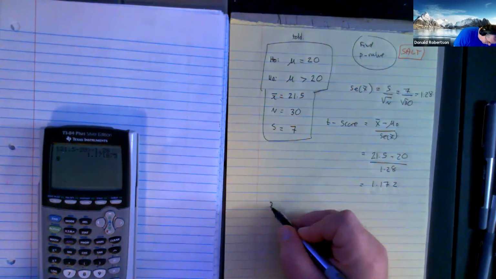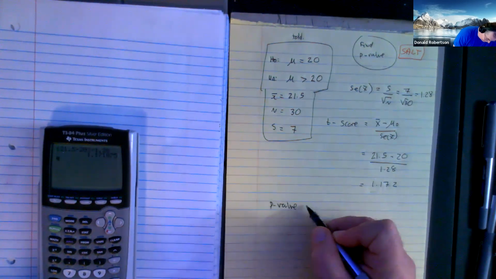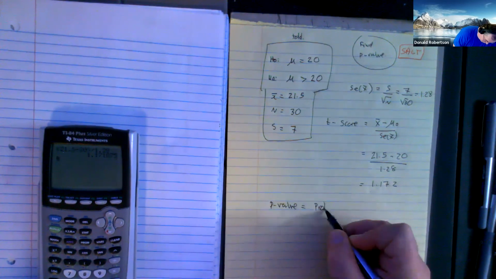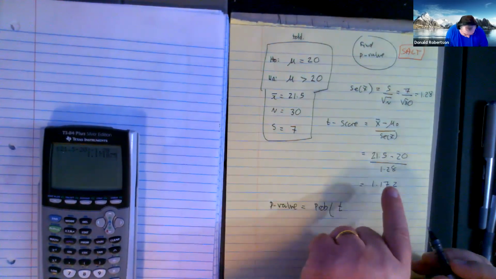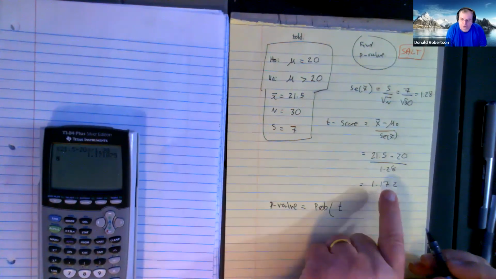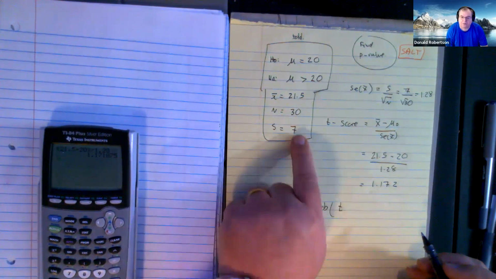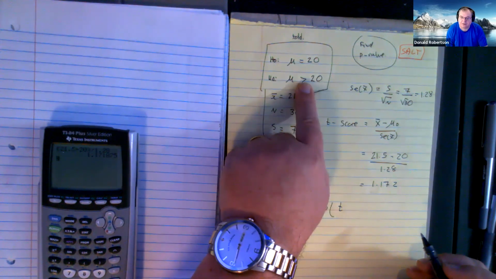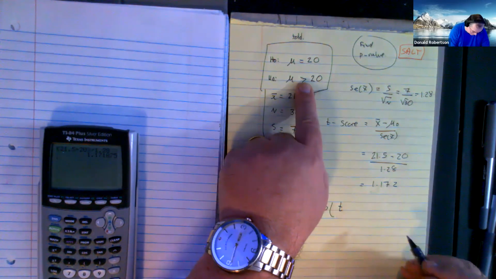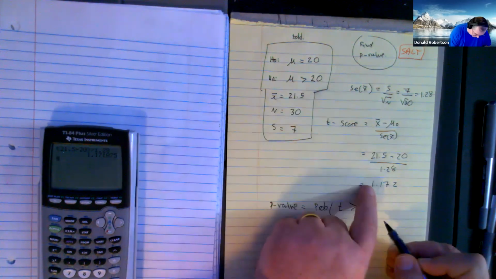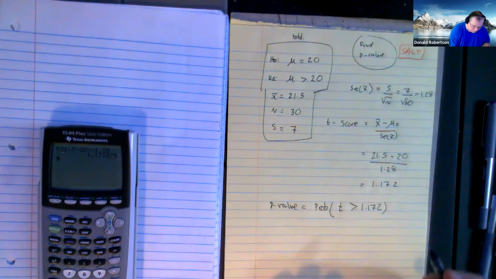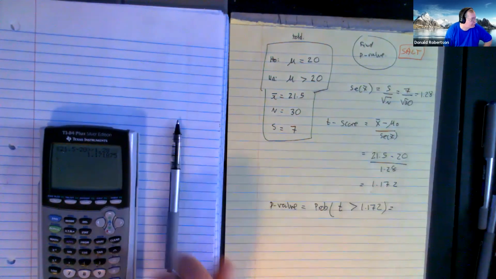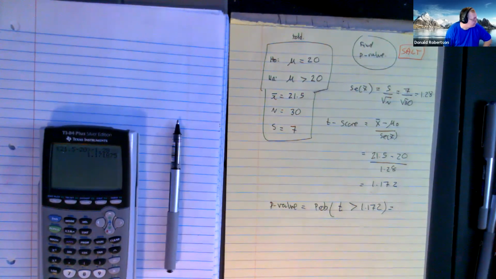And now I get the p-value. P-value is the probability that I get a t-score greater than, less than, or not the same as this guy. Well, you get that from here. You want to prove it's bigger than, so it's greater than this number. And what I'm going to do now is go to the calculator, or go to solve, I should say, and find that answer.